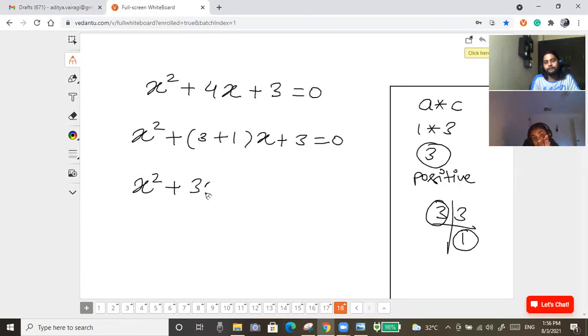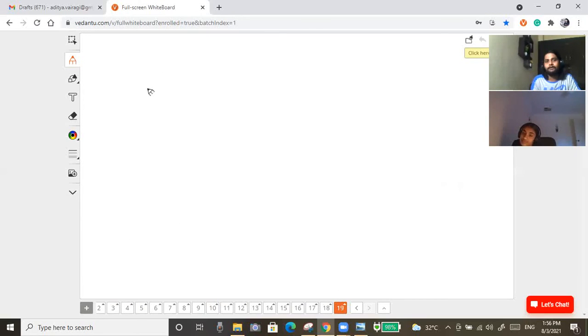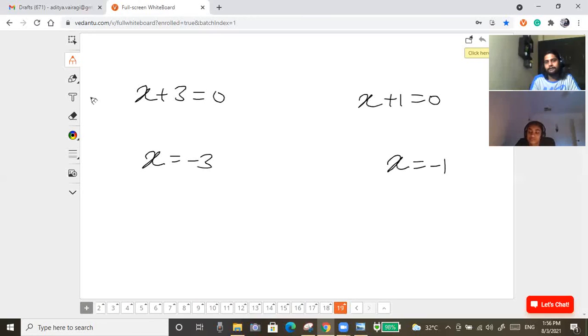X squared plus 3x plus 1x plus 3 is equal to 0. That got multiplied with both the terms. We take x common, we got x plus 3. We take 1 common, we again got x plus 3. That's what we wanted. So (x plus 3)(x plus 1) is equal to 0. Then we get x plus 3 equals 0, x plus 1 equals 0, so x equals negative 3 and negative 1. These are the two answers.